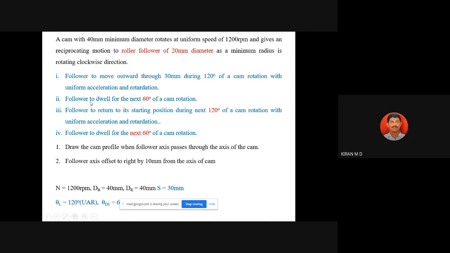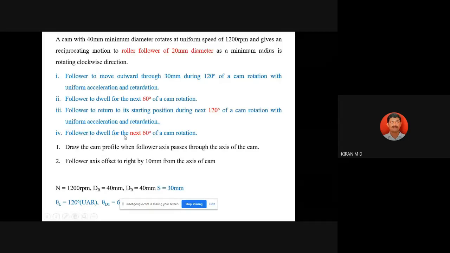Next, the follower is to dwell for the next 60 degrees of cam rotation. So it stays at that 30 mm height for the next 60 degrees of rotation of the cam. Again, the follower returns to its starting position during the next 120 degrees of cam rotation with the same uniform acceleration and retardation. It will come back to its original initial position.